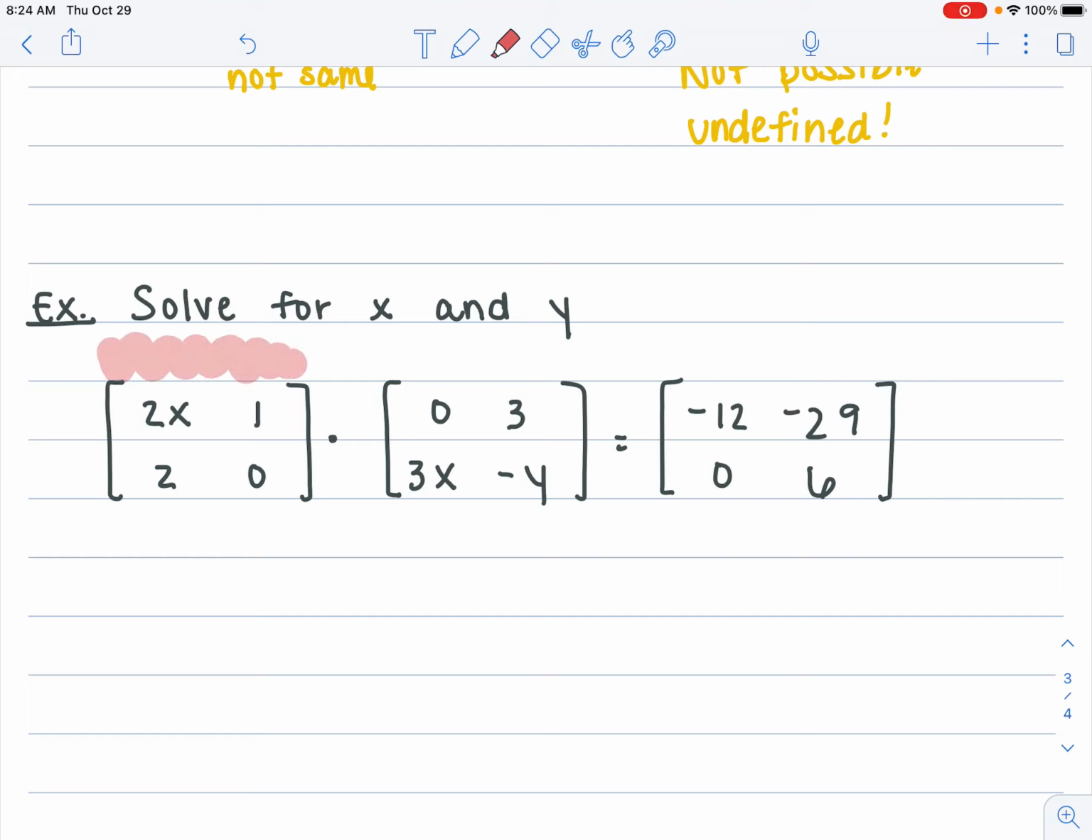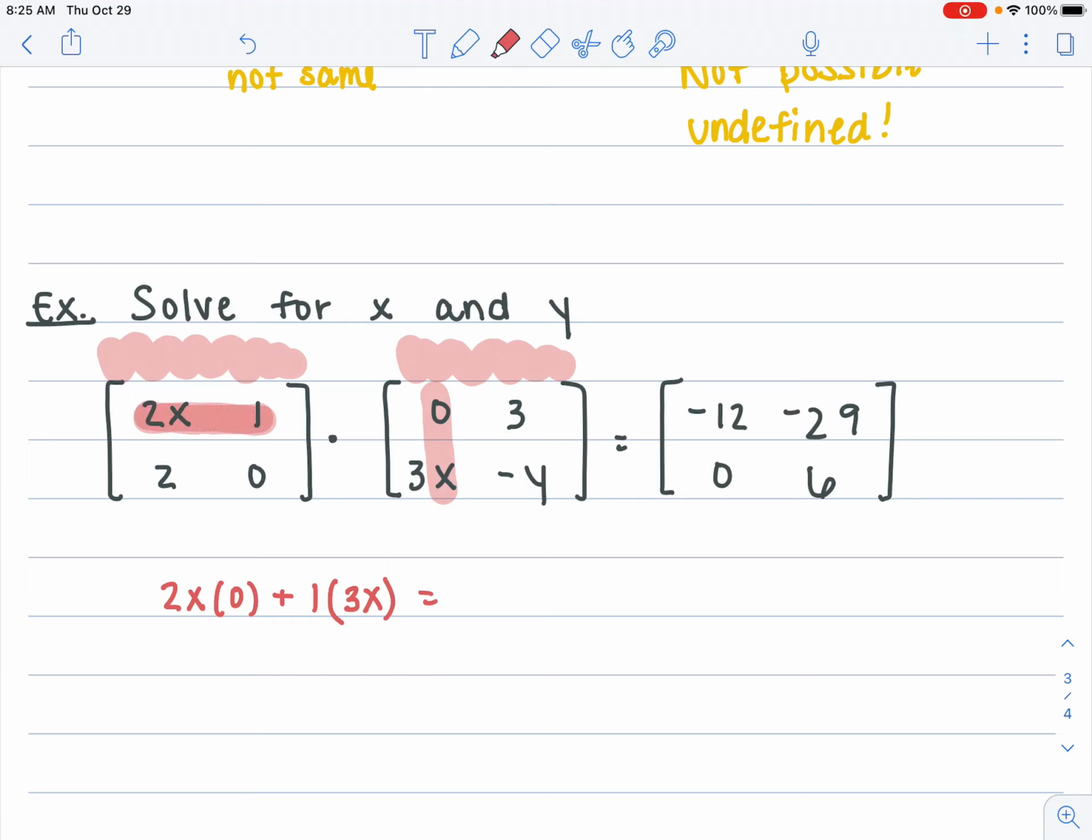So let's solve for x first. Remember, from your first matrix, you take the rows. From your second matrix, you take your columns. So I would say let's do our first row here if I'm solving for x, because that's where the x is. And I look over here, I'm thinking, which column has x? Well, to me, this column has the x. So I'm going to use that row and that column. If I do that multiplication, I'm going to say 2x times 0 plus 1 times 3x. And that needs to equal something.